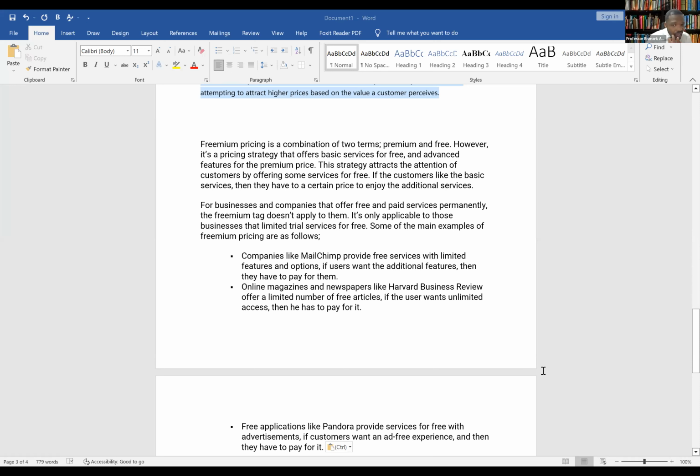So for businesses and companies that offer free and paid services permanently, the free premium tag doesn't apply to them. It only applies to those businesses that offer limited trial services for free. Some of the main examples of free premium pricing are as follows. I'll go ahead and put that also in the group chat just to provide you more context, to see if that could be helpful in any way.